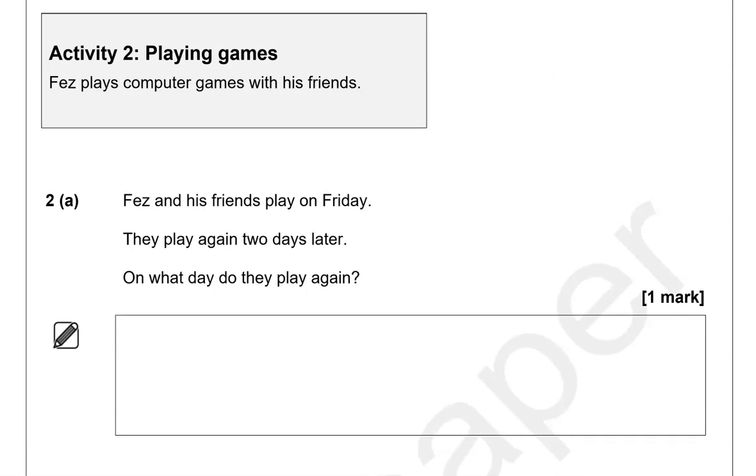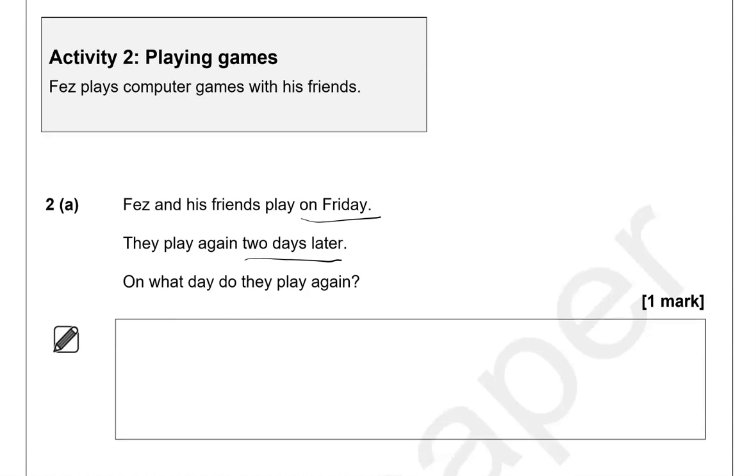Fez and his friends play on Friday. They play again 2 days later. On what day do they play again? So we've got Friday, then 1 day after it will be Saturday. The day after will be Sunday. So it's 2 days later, Sunday.